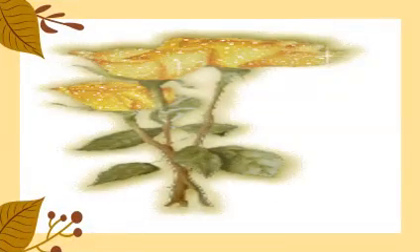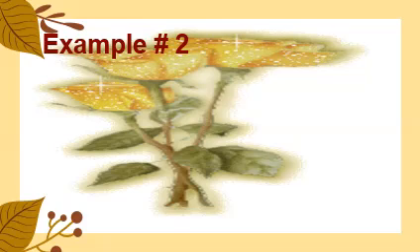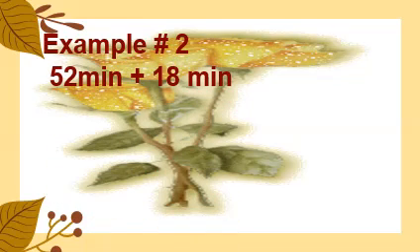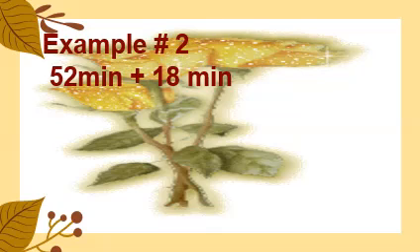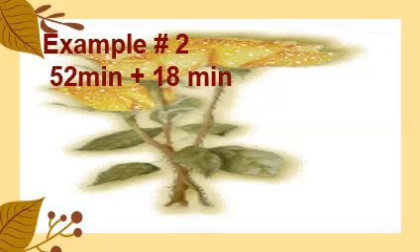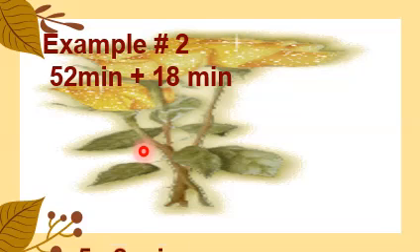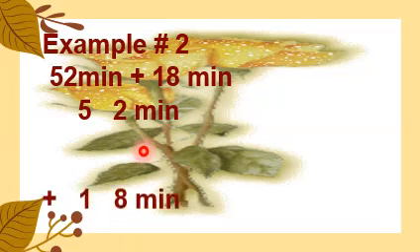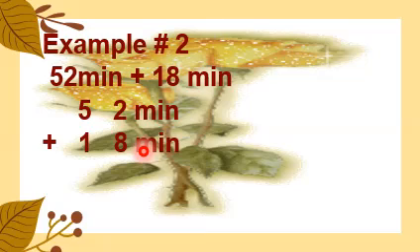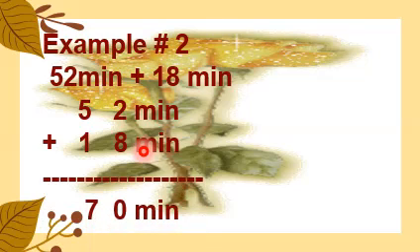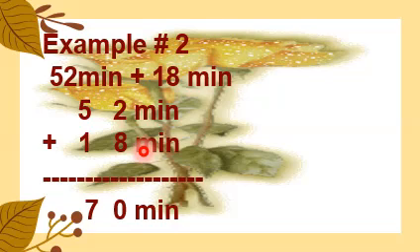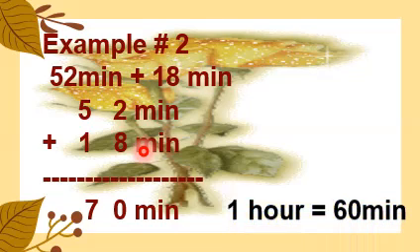Example number 2 is also regarding question number 4. 52 minutes plus 18 minutes. Now we have to add minutes and minutes only. So we will write them vertically first. 52 minutes plus 18 minutes, and when we add them we will get 70 minutes. Now we have to convert 70 minutes into hours and minutes.